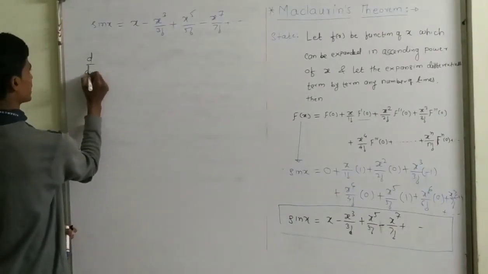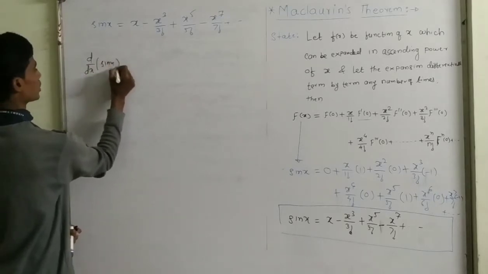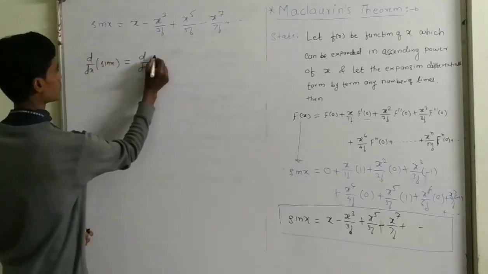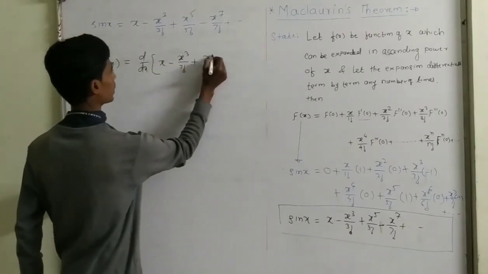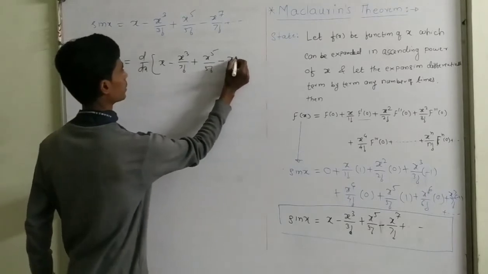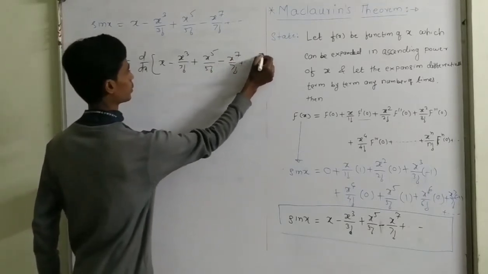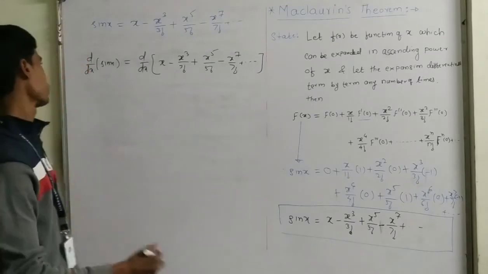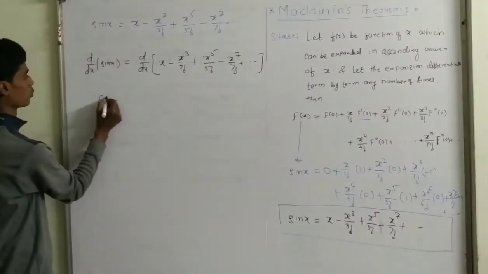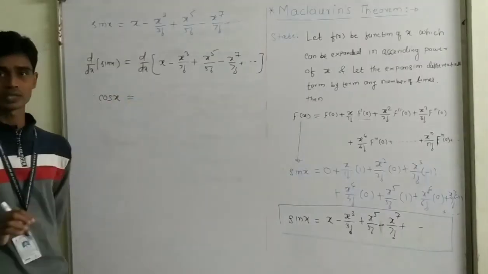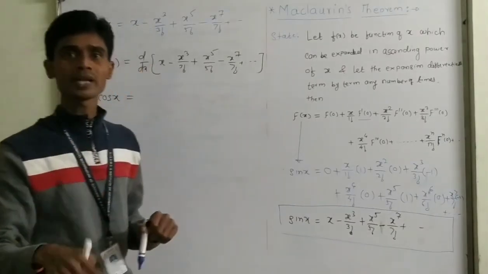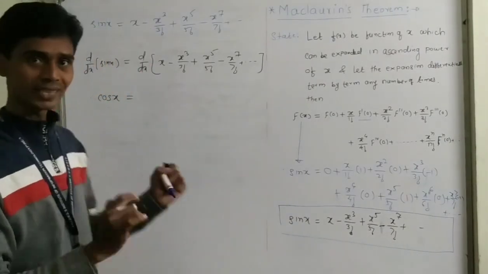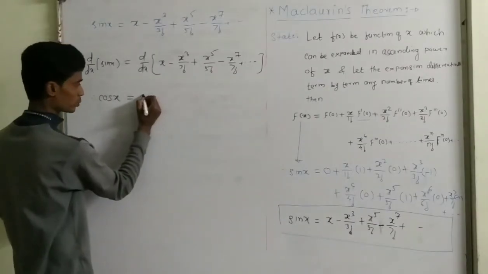So d by dx of sin x. Differentiate both sides. So d by dx of this whole x minus x cube by 3 factorial plus x raised to 5 by 5 factorial minus x raised to 7 by 7 factorial and plus so on. So therefore, derivative of sin x, which we know, is cos x. Now here, derivative of a plus b plus c is derivative of a plus derivative of b plus derivative of c. So derivative of x with respect to x is 1.